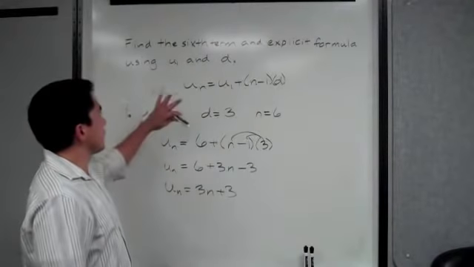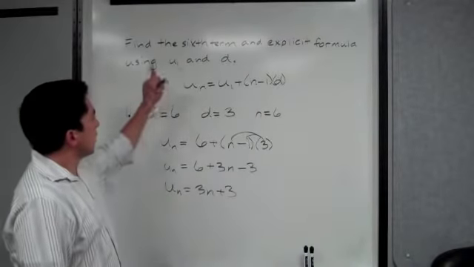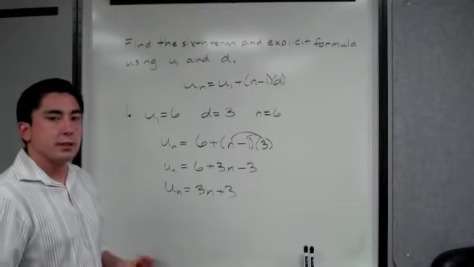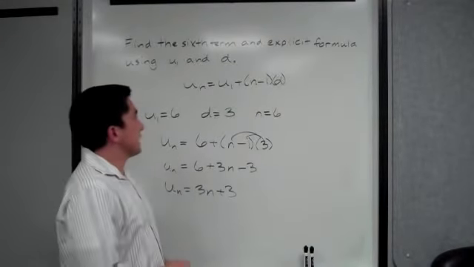Okay, so that's our first set of examples. Find the sixth term and explicit formula if you're given those bits of information. So good luck with that. And on to example 2.